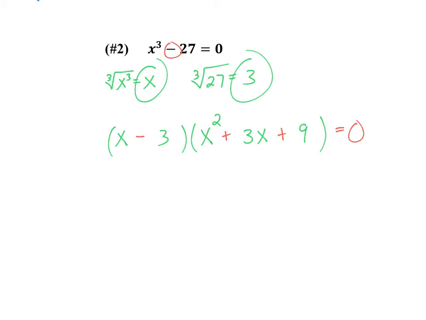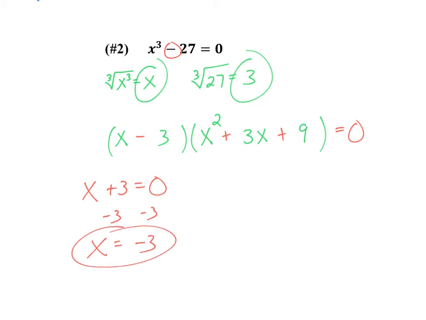Okay, so now you would set the first parenthesis equal to 0, x plus 3 equals 0, and you would solve. Subtract 3 to get x equals negative 3. So that's one real solution. The second part, we set this equal to 0, x squared plus 3x plus 9 equals 0. And we can't factor that anymore, and we can't really just solve that.